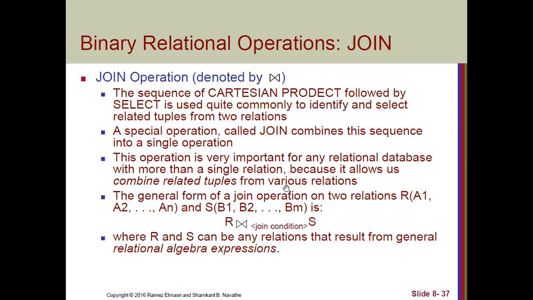This operation is very important for any relational database with more than a single relation. Join is always applied whenever you have more than one relation, because it allows us to combine related tuples from various related relations. Let's suppose we have a relation R with attributes A1 to AN, and a relation S with attributes B1 to BM. So you can have a join of R and S. You can see the join symbol, and here is the condition, where R and S can be any relation. For example, you want to join the employee and department relations. So R and S can be any relation that results from general relational algebraic expressions.